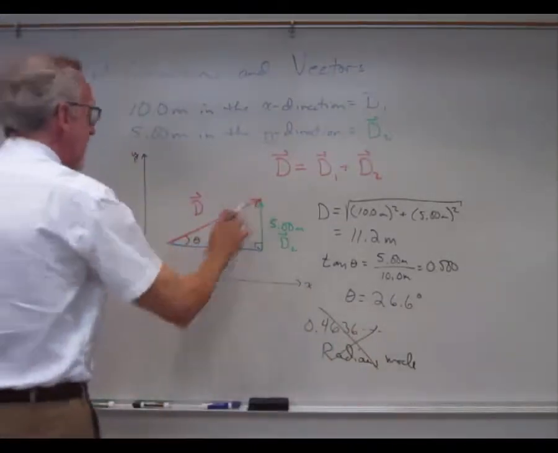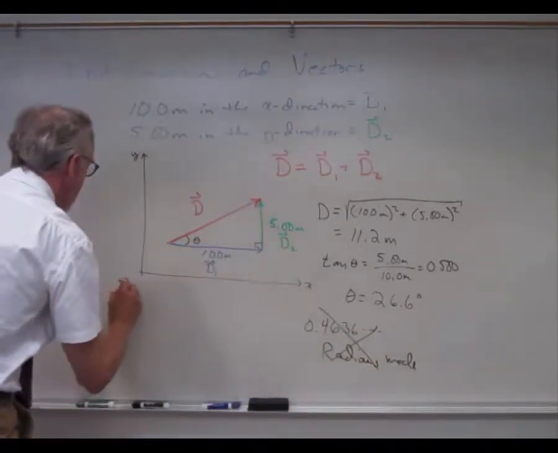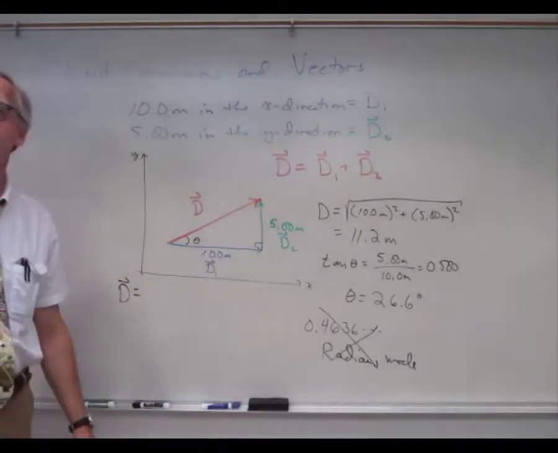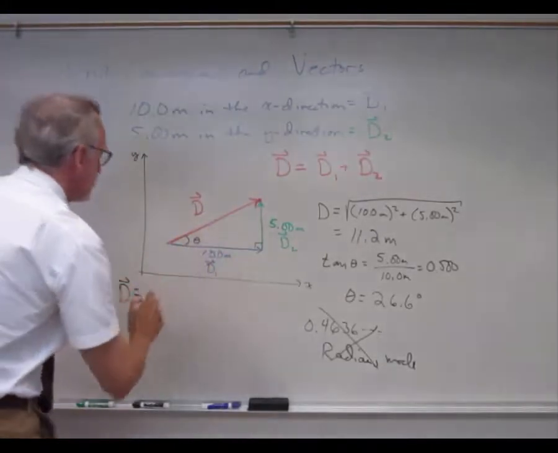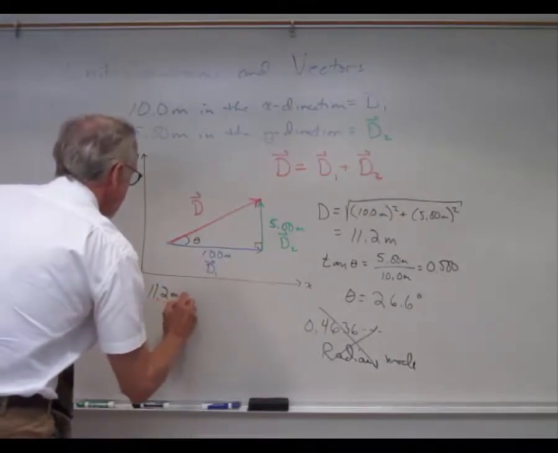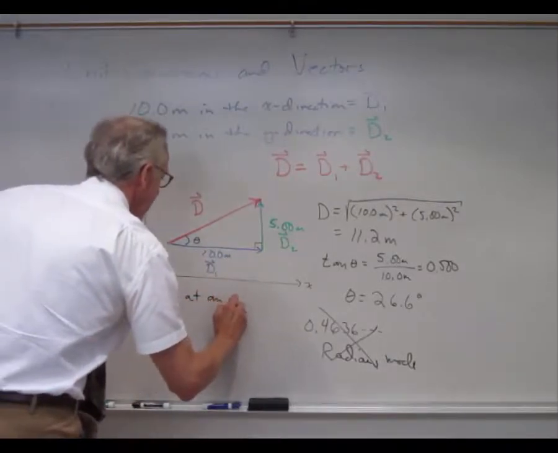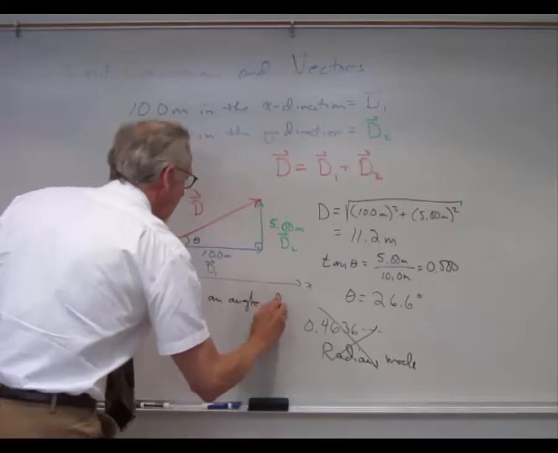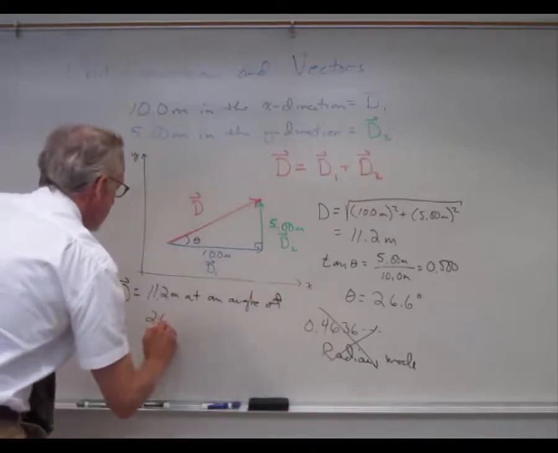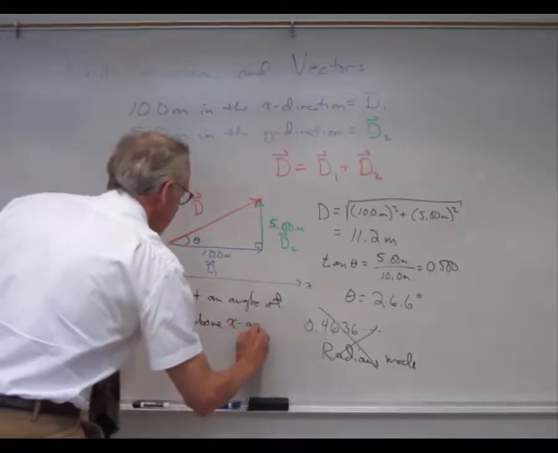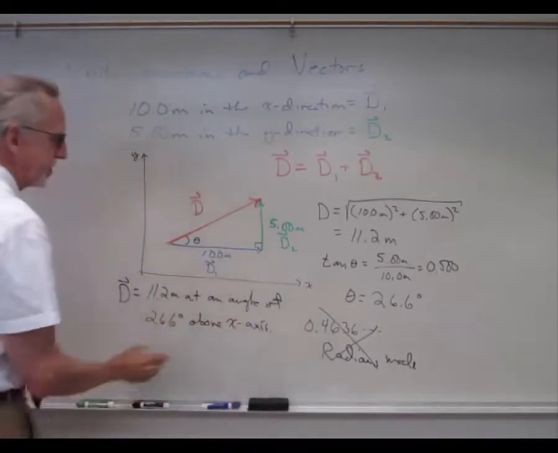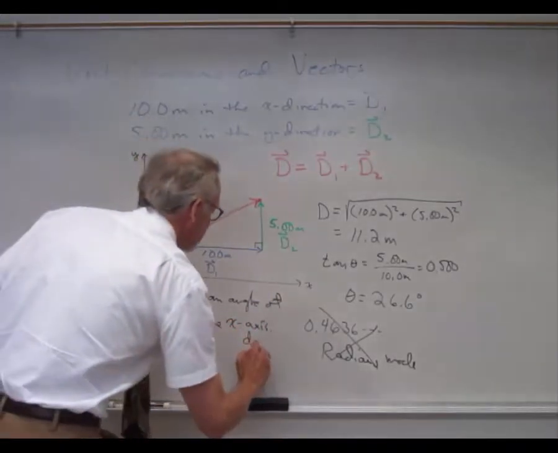So we can then finally describe our resultant vector by giving its magnitude and direction. D is equal to 11.2 meters at an angle of 26.6 degrees above the x-axis, or the x direction.